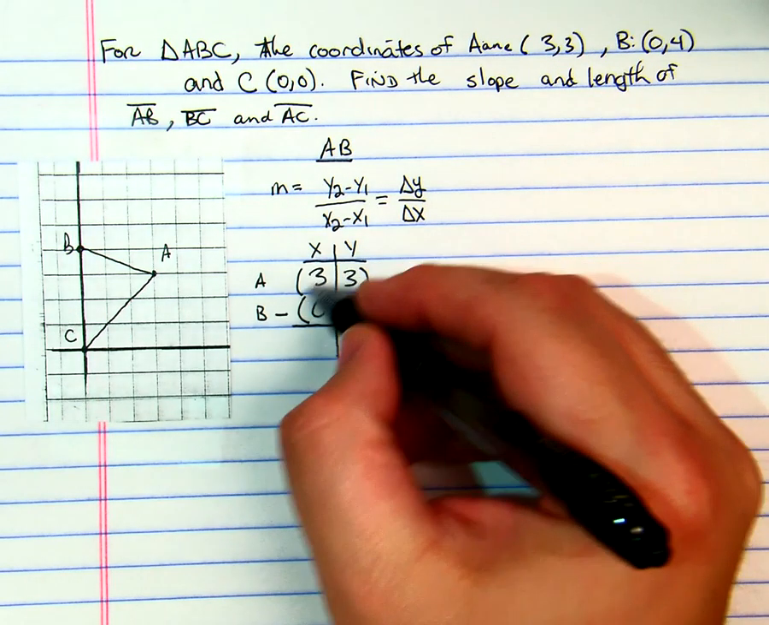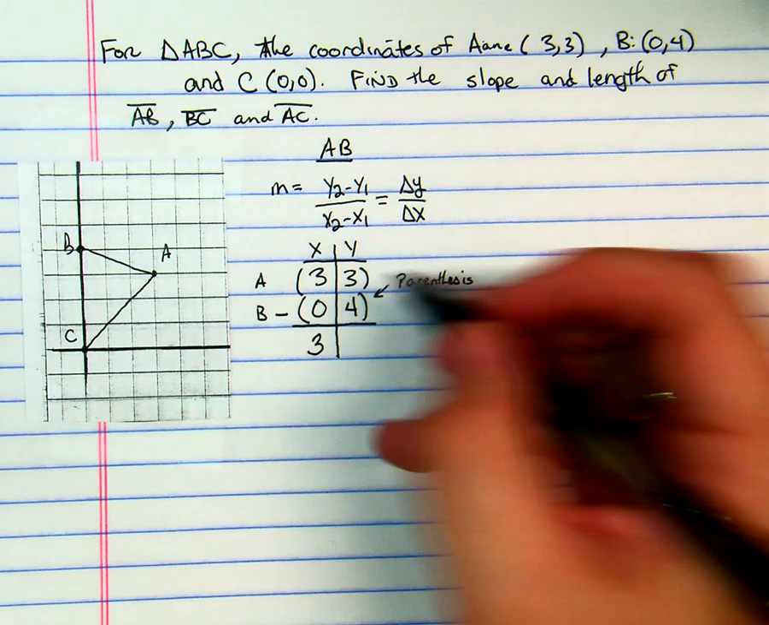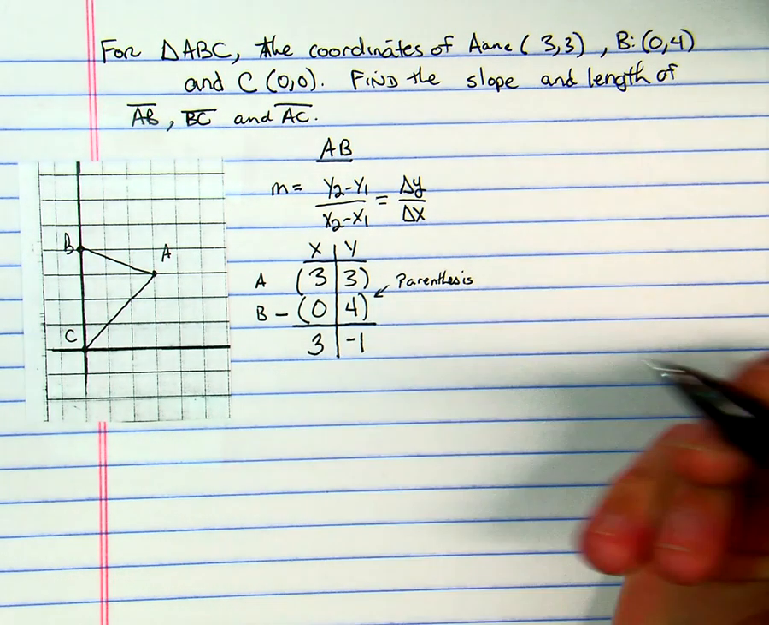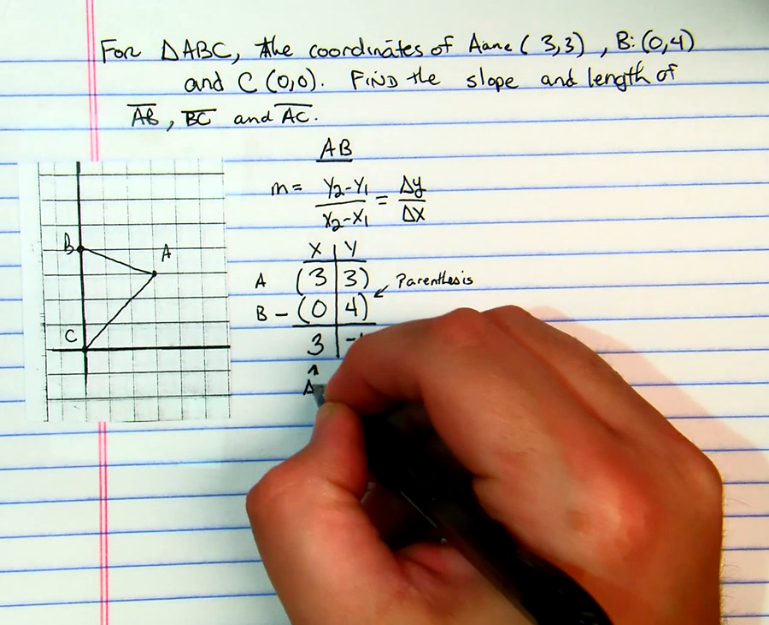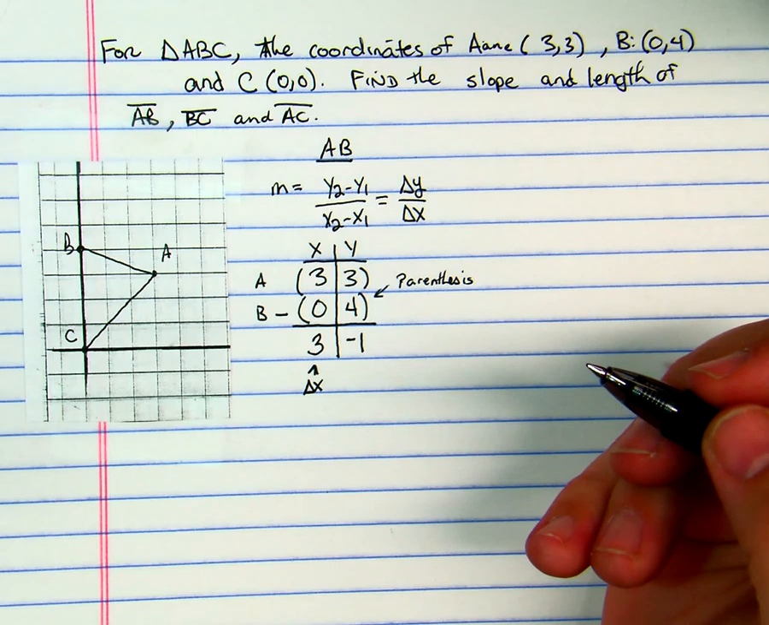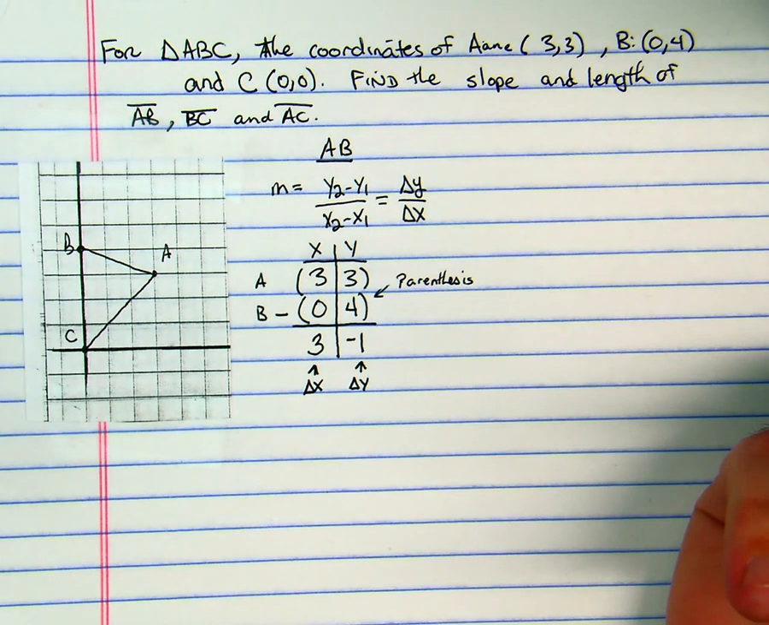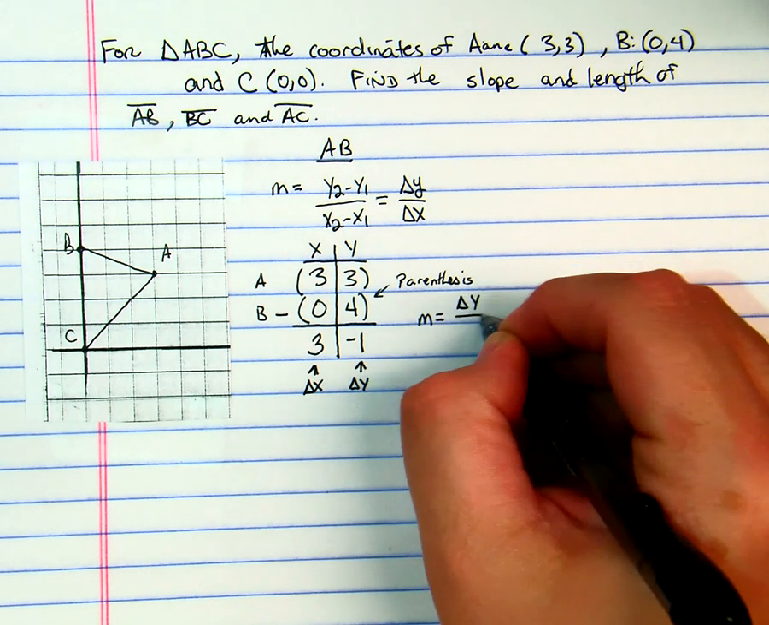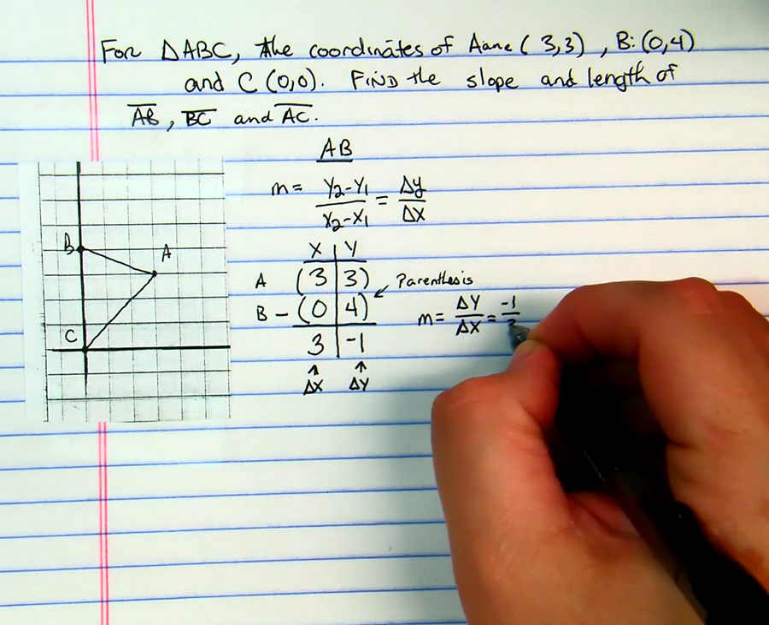What's 3 minus 0? 3. What's 3 minus 4? Negative 1. Now, this guy is my change in x, or delta x. This guy right here is my delta y. So, how do you build your slope? Delta y over delta x. Just put the negative 1 over 3, and you got your slope.